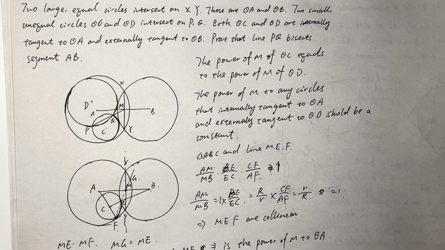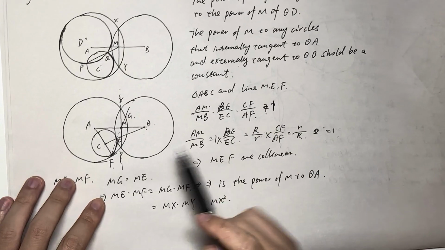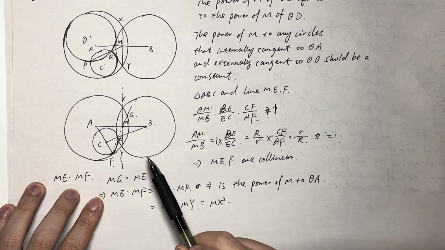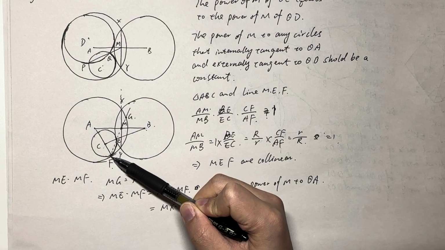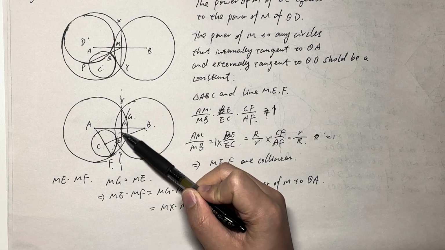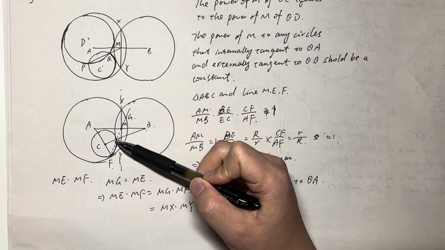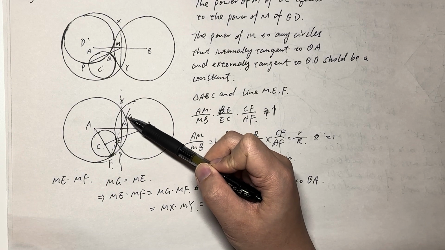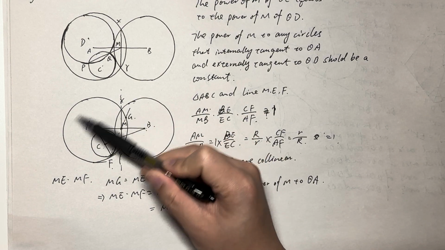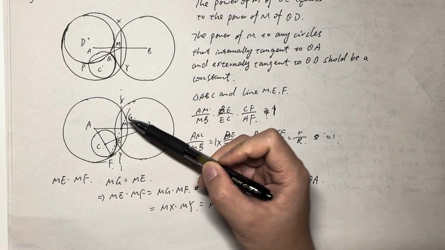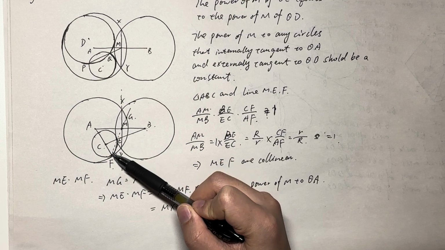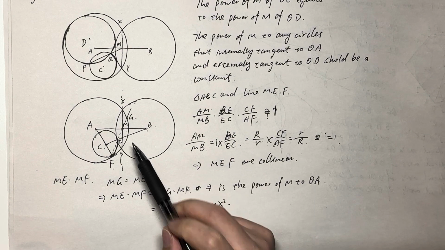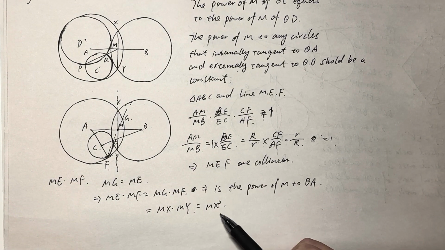And then once we find that, we just need to simplify the figure, and it would be straightforward that we want to prove M, E, F are collinear. Only if they are collinear can we extend EM to a point that intersects circle A at the point G. So we transfer ME times MF to MG times MF and transfer it to be MX squared, right, which is a constant.